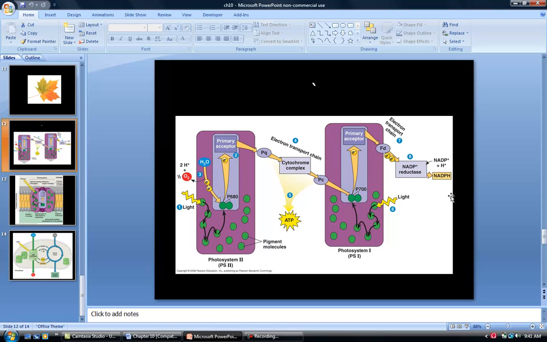We've got the products of our light reactions that can be used in the dark reactions called the Calvin cycle.